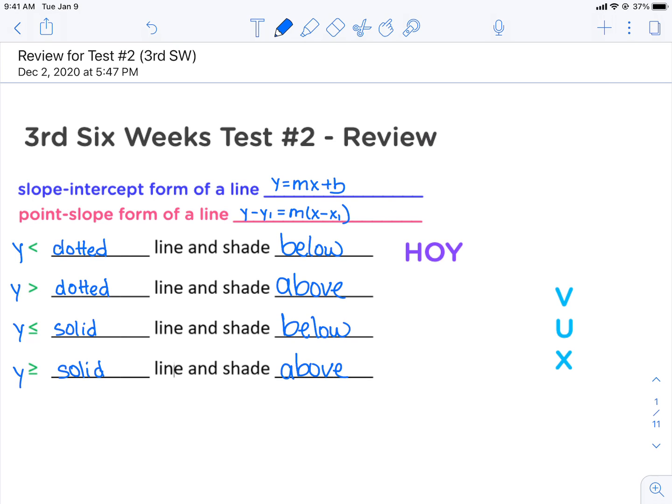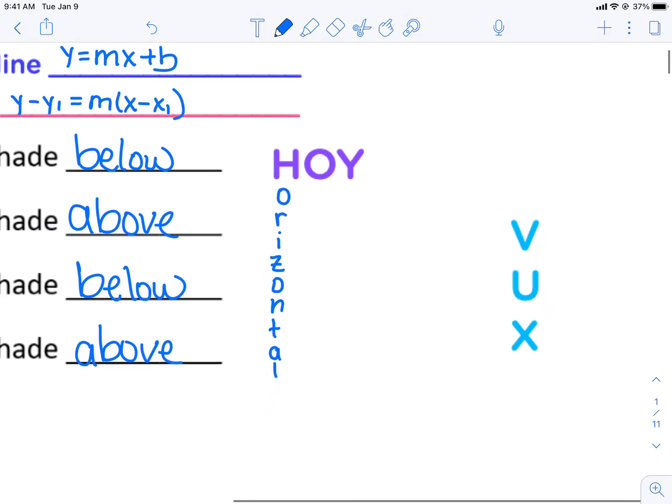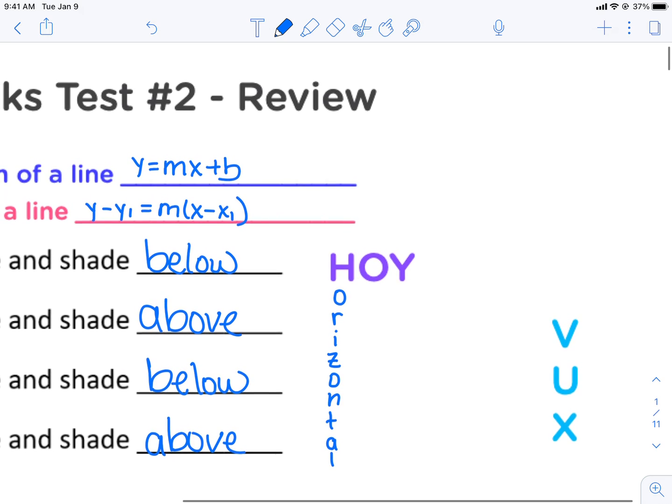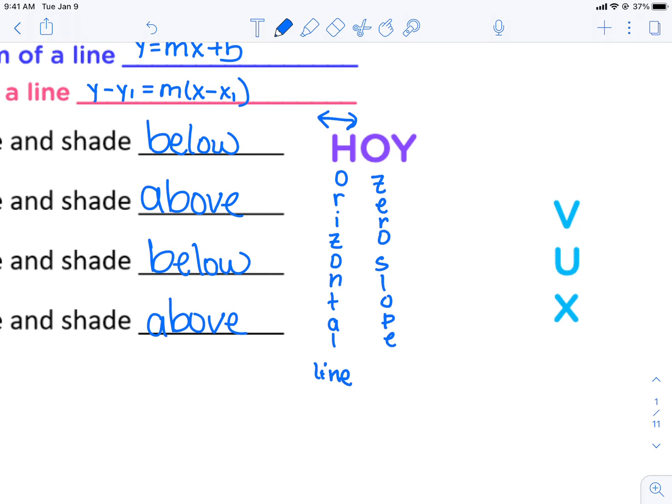Next, we have the HOY-VUX. Remember, HOY stands for horizontal line. Remember, horizontal lines go from left to right. They have a zero slope. And it looks like y equals a number with no x in the equation.